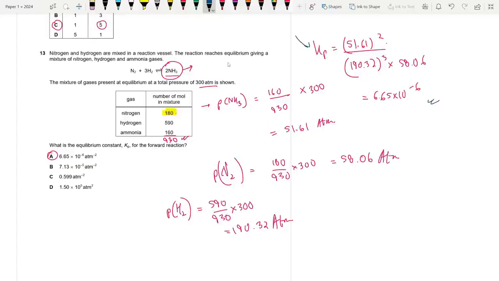Partial pressure of ammonia 51.61 whole square divided by the partial pressure of nitrogen 58.26 times the partial pressure of hydrogen 190.32 whole cube. So that is the final answer.